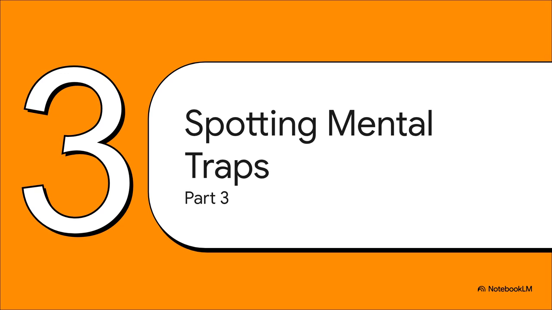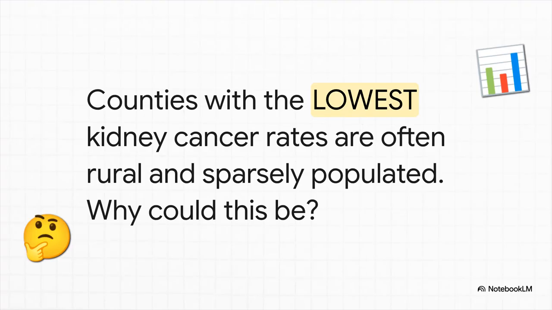Okay, so we know how to analyze arguments coming from other people. But what about the arguments that we have with ourselves? Sometimes the biggest, most stubborn obstacle to thinking clearly is our own brain and all the little shortcuts and biases it just loves to take.